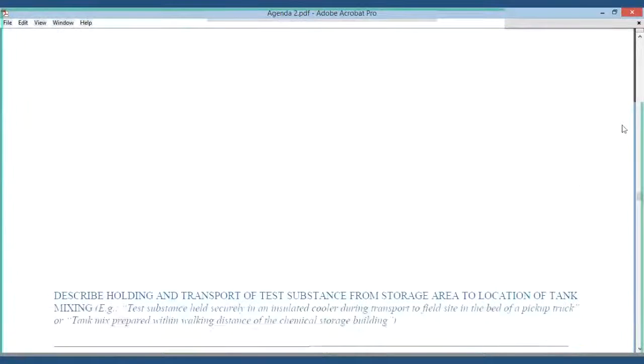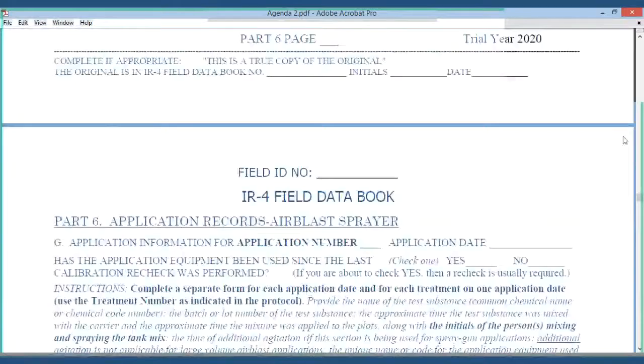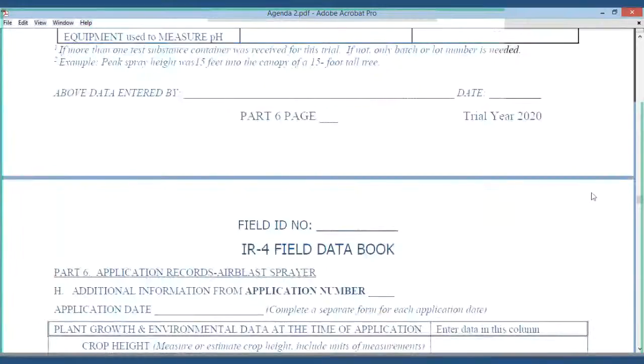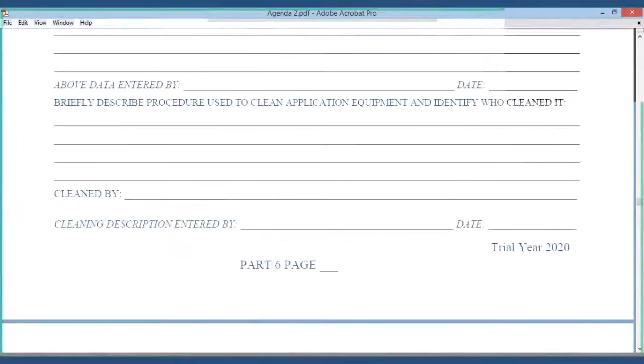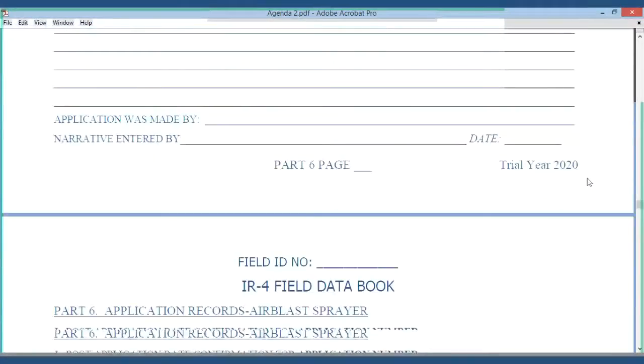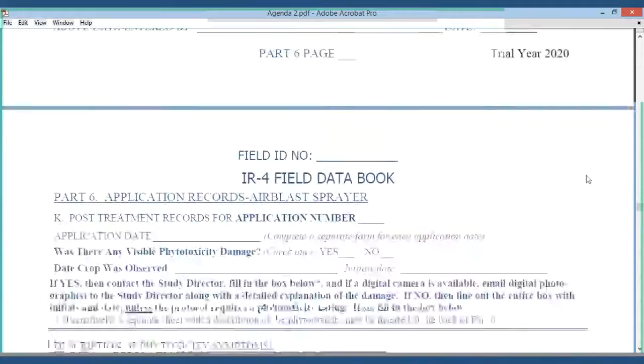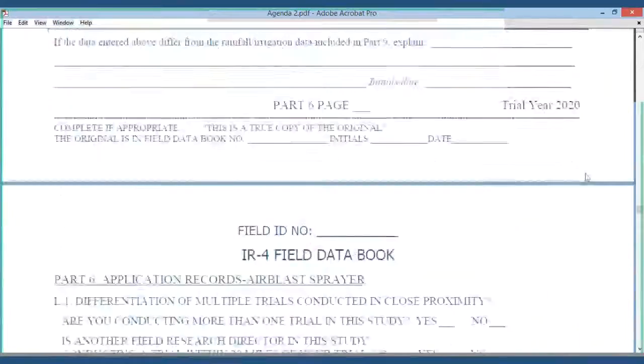Keep moving. Keep moving. You can see this is all a repeat if you make more applications.